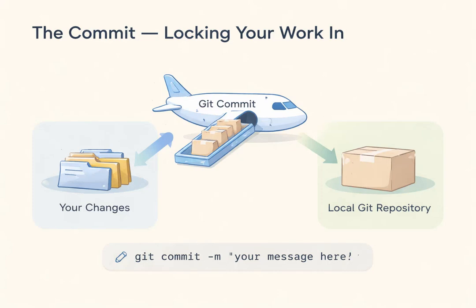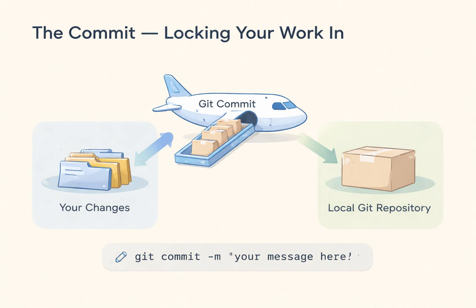A helpful way to think about the commit is like loading cargo onto an airplane. Your changes are the cargo, the airplane is the commit. It picks up everything you've staged and locks it in. Once you commit, those changes are safely stored inside your local Git repository, just like cargo that has been loaded and secured in the plane.